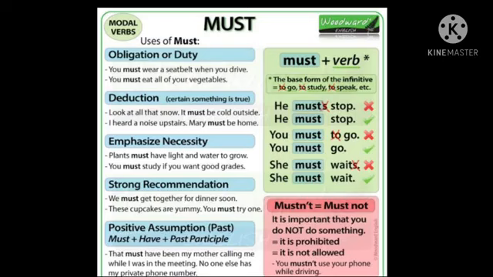Now we can focus on must. Must we are using for obligation or duty. You must wear a seat belt when you drive. It is a duty. Then for deduction, deduction means being sure that something is true. Look at all that snow, it must be cold outside. So we are assuming and it will be true. There we are using must.